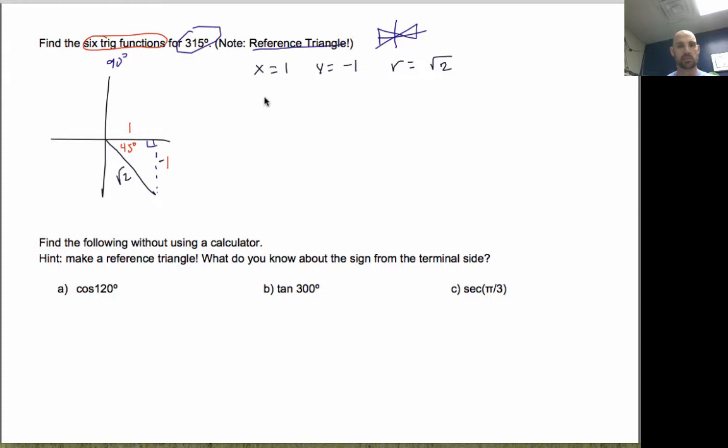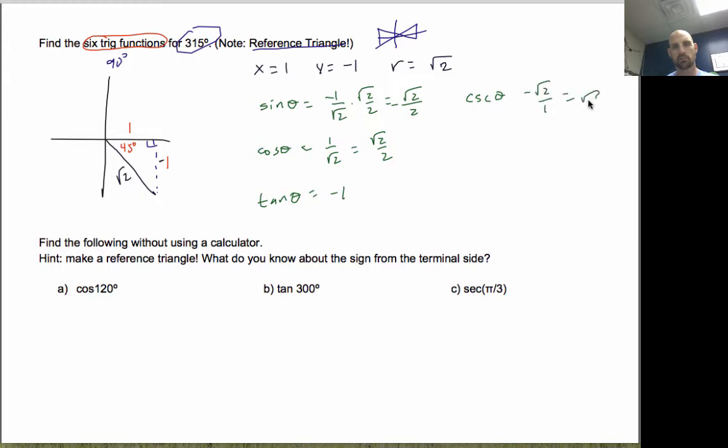So now when I find the 6 trig functions, the sine of theta is opposite over hypotenuse, so -1 over square root 2. And I can rationalize that. Equals -root 2 over 2. The cosine of theta is adjacent over hypotenuse. 1 over root 2, which gives me root 2 over 2. Tangent of theta, opposite over adjacent, -1. So my cosecant of theta is the reciprocal. So it's -root 2 over 1, which is -root 2.